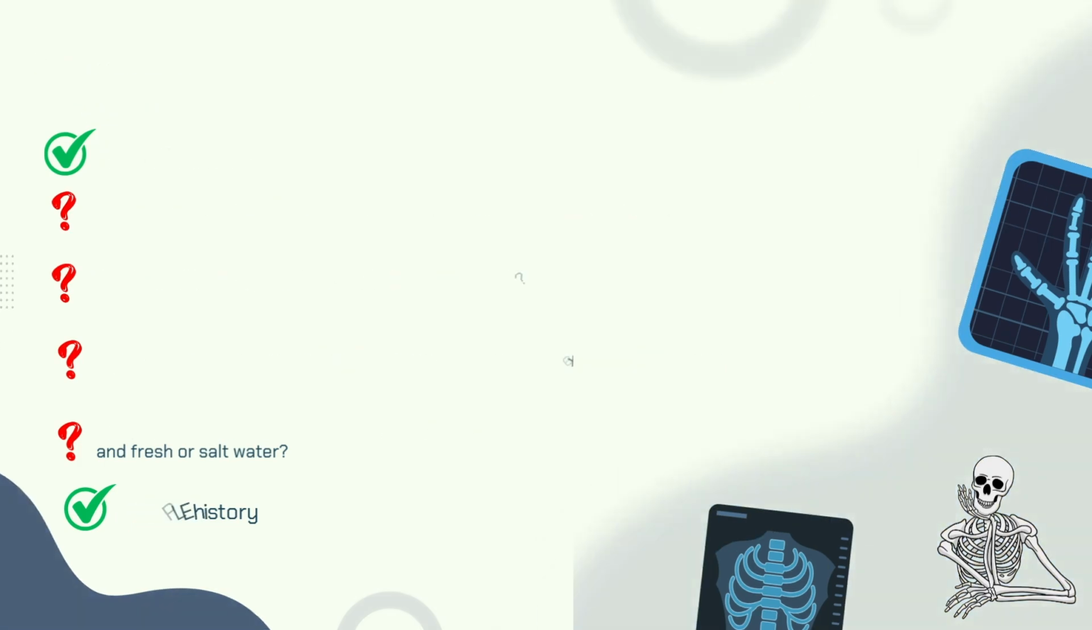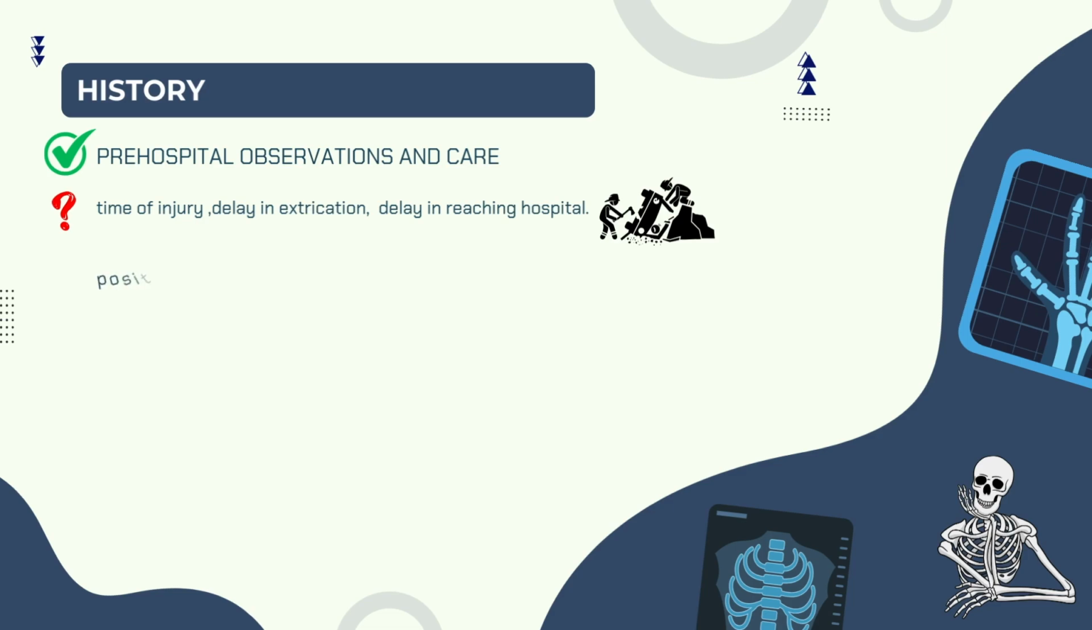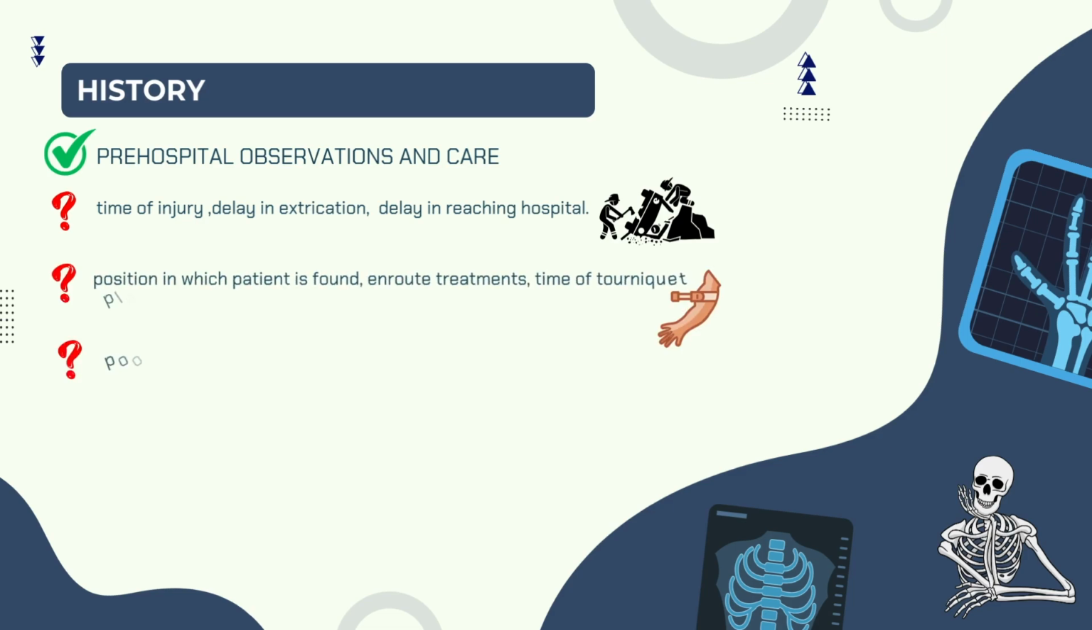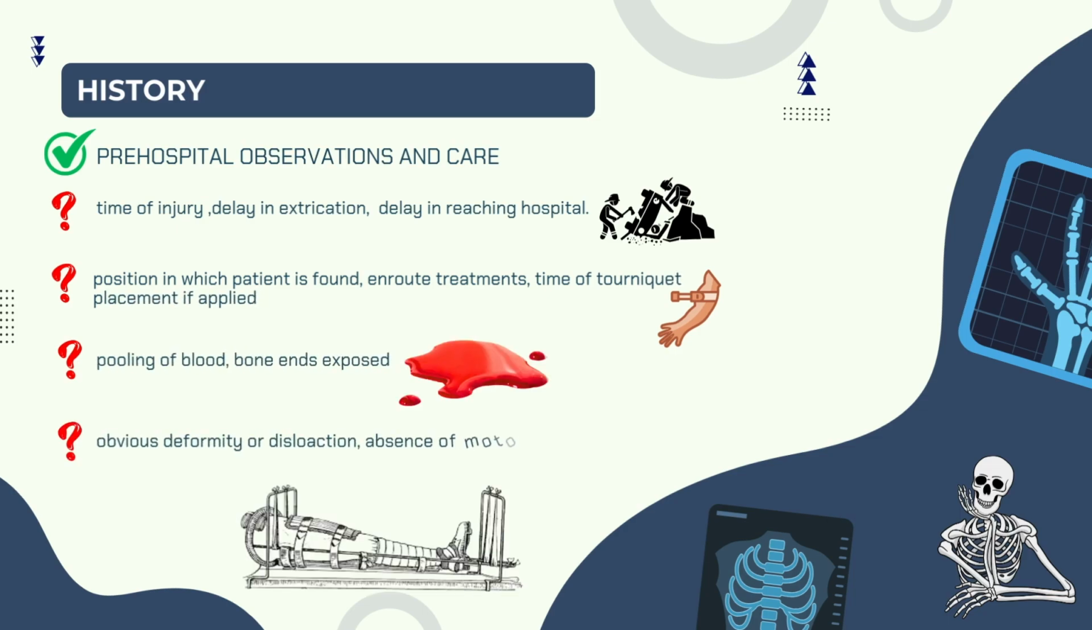Regarding pre-hospital observations and care, we need the time of injury, the delay in extrication, the delay in reaching the hospital, the position in which the patient was found, en route treatments, time of tourniquet placement if applied, and any pool of blood, whether any bone ends are exposed or not, obvious deformity, dislocation, absence of motor or sensory functions, and immobilization during the transfer to the hospital. Everything has to be collected.